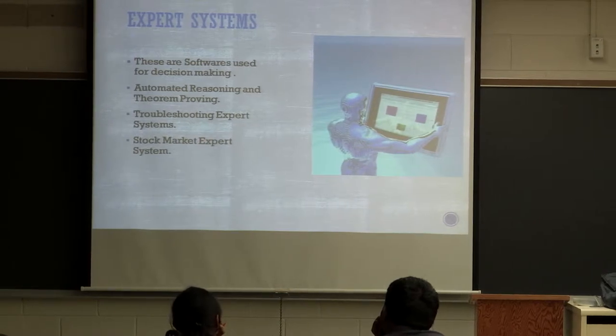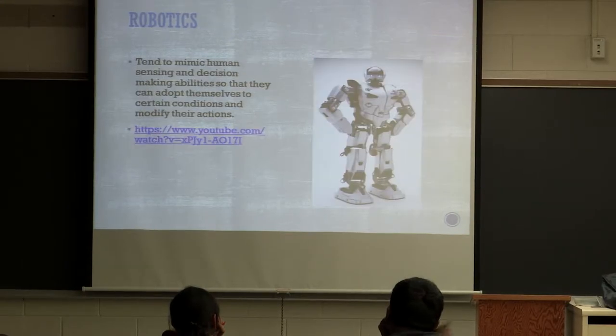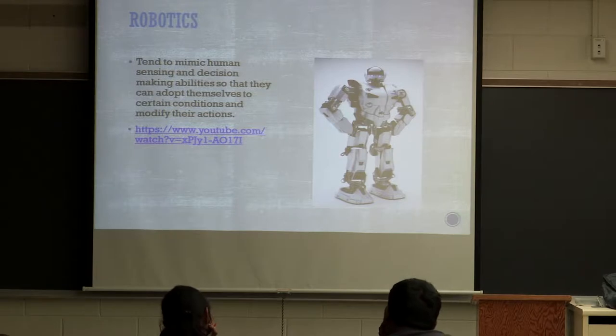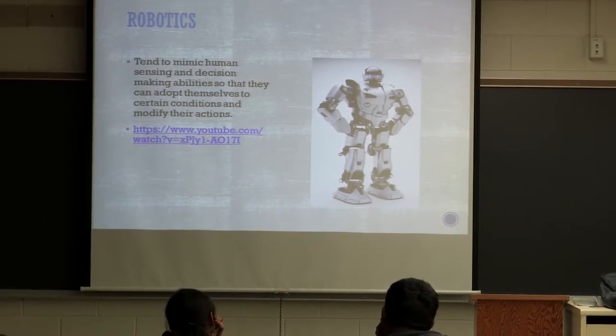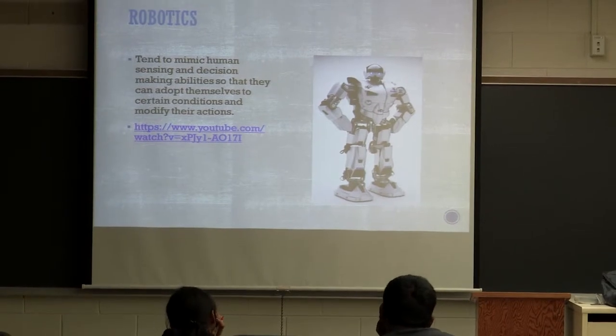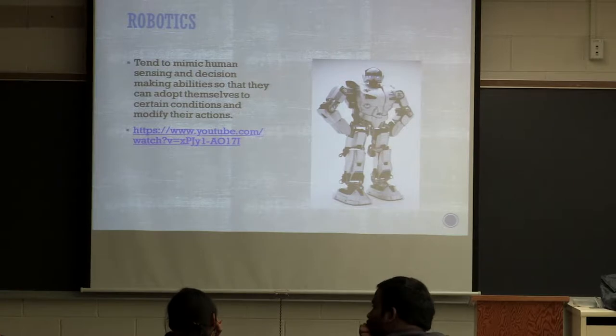Expert systems. These are software used for decision making, automated reasoning and theorem proving, troubleshooting expert systems, and stock market expert systems. Robotics tends to mimic human sensing and decision-making abilities so that robots can adapt themselves to certain conditions and modify their actions. I have a small video on this one. Would you like to show it?